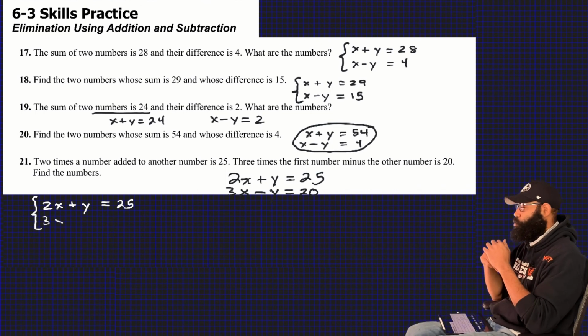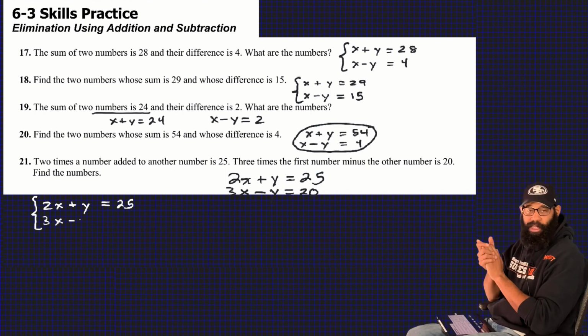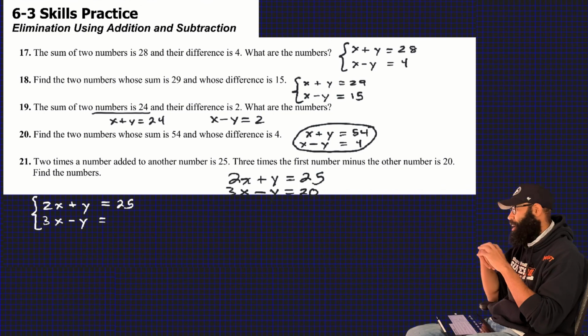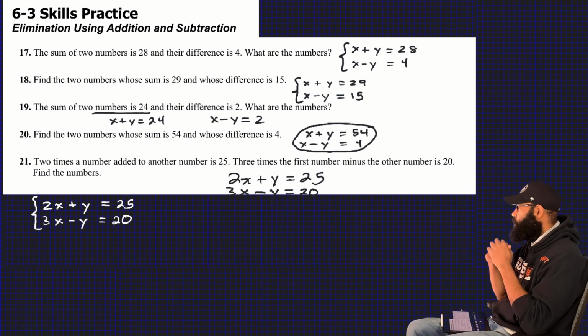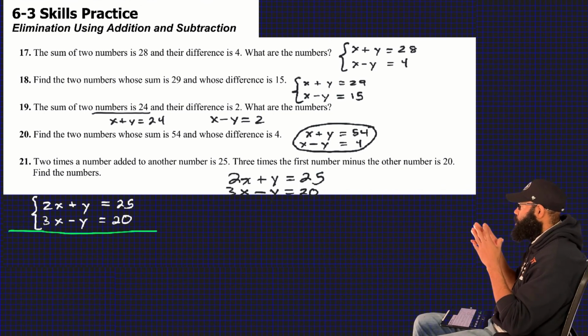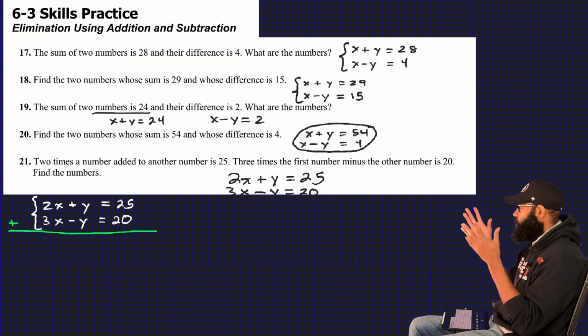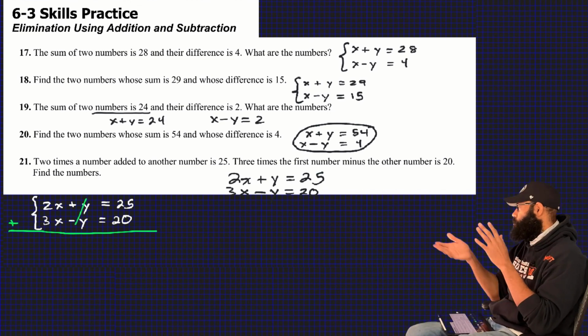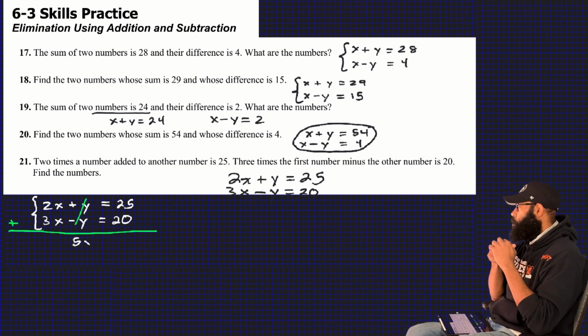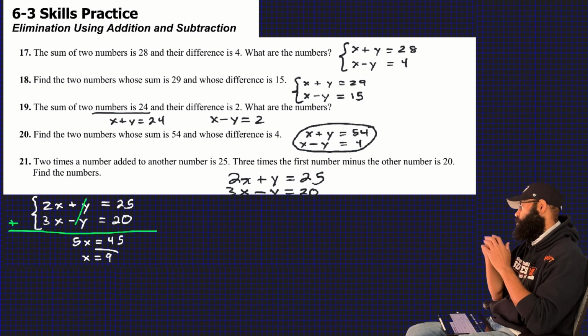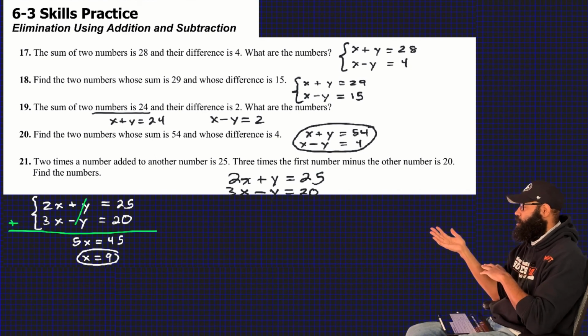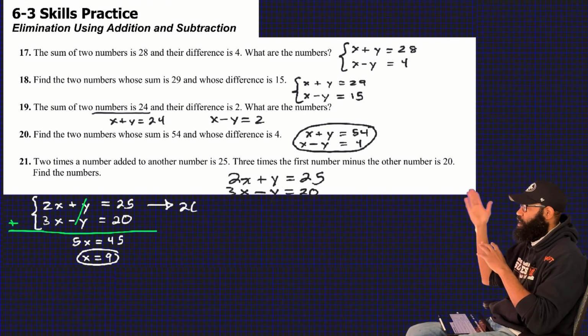So let me do the last one, and then you guys can take care of the rest of them, right? So 2x plus y equals 25, 3x minus y equals 20. I'm gonna set up, happy face, and let's get it. Once I draw that line, I know I can add them up. The first terms add up to 5x. The second terms eliminate each other. So 5x is equal to, looks like 45. So x must be 9 because 5 times 9 is 45.